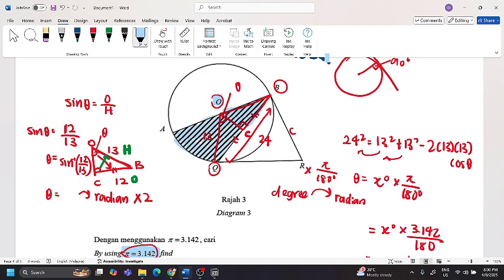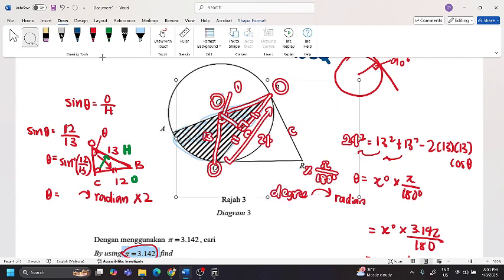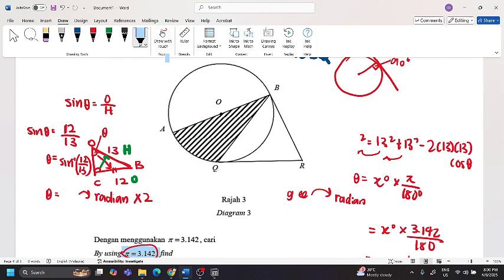No, you don't find the perimeter of the shaded region. He asked what? The whole diagram. What is the whole diagram? Everything. You find the perimeter of these. This is the whole diagram. Be very, very careful, okay?